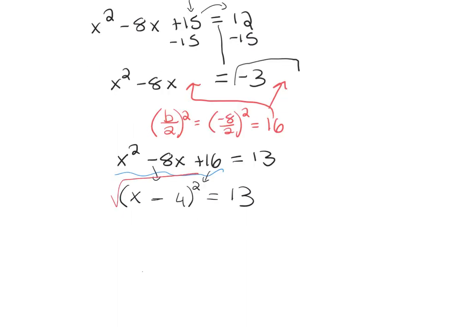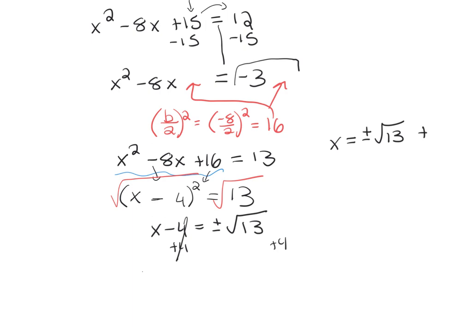Once it's factored, you can square root both sides. So x minus 4 equals plus or minus the square root of 13. 13 is not a perfect square, so I can just leave it in there. And then to get x by itself, I need to add 4 and add 4. So I'm going to write over here, x equals plus or minus the square root of 13 plus 4. You could leave it like this. That's your exact solution.